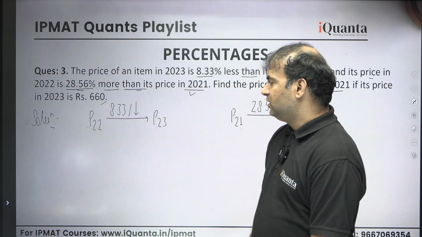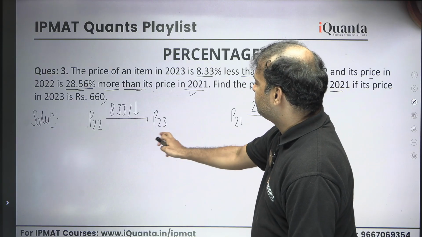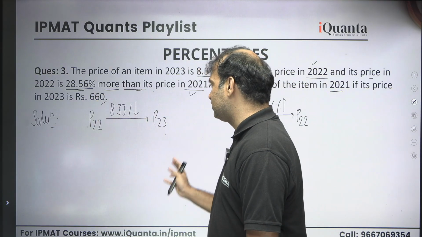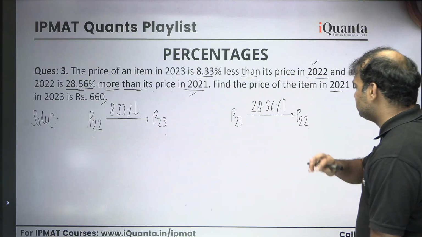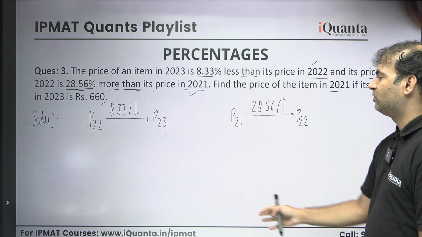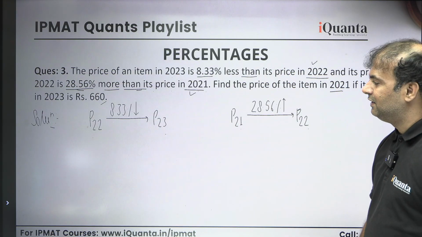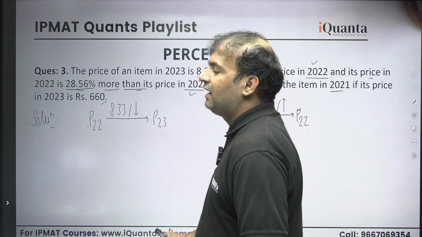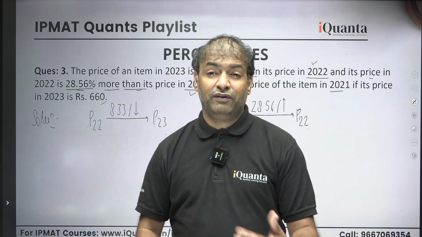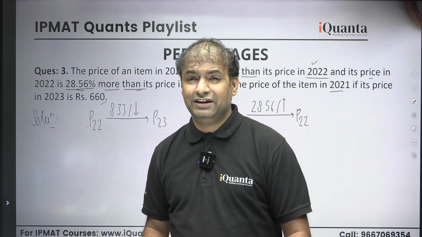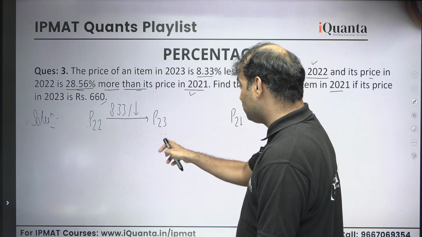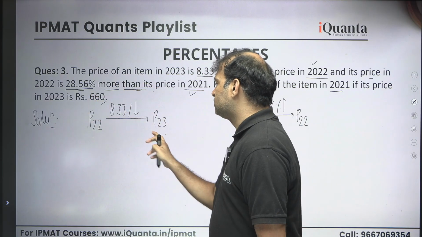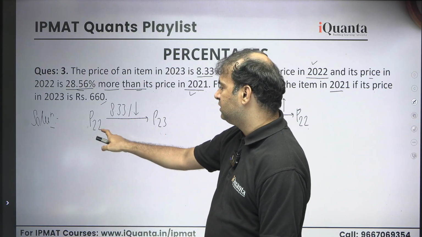Not a difficult problem now. This price is given, so with the help of this relation, we can find the price in 2022. And putting the price of 2022 here, we can find the price in 2021 as well. Simple. So this time, guys, we know the values. It's not like the previous question in which no value was given. In fact, we know the value of the price of 2023, and the price of 2023 in this percentage change is the final value, right? And we have to find the initial value here.